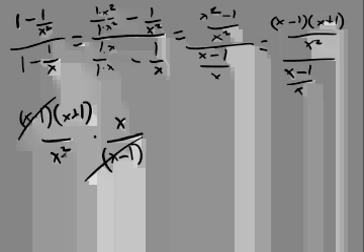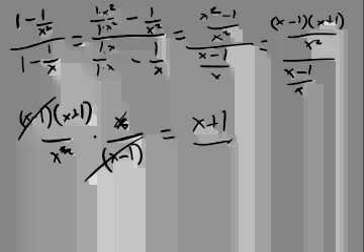And now we can start eliminating some of the common factors. And the x squared is the same as x times x, so we can basically get rid of this, and we're just left with 1x down here, which means we have x plus 1 over x as our solution.